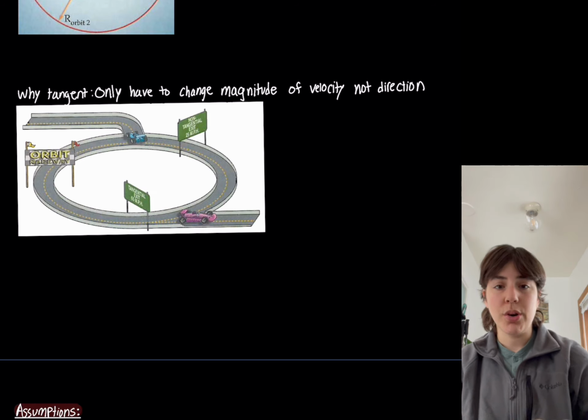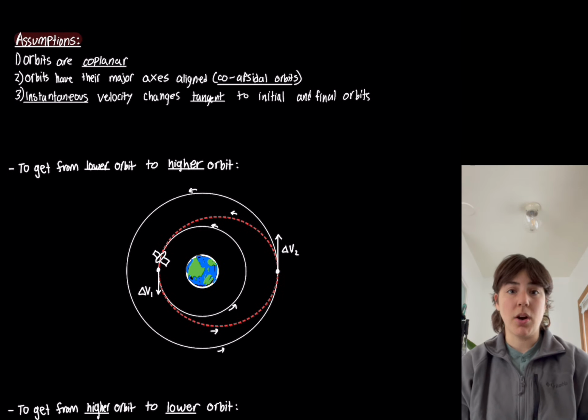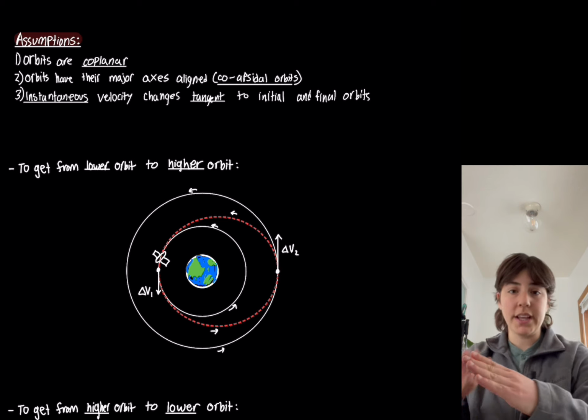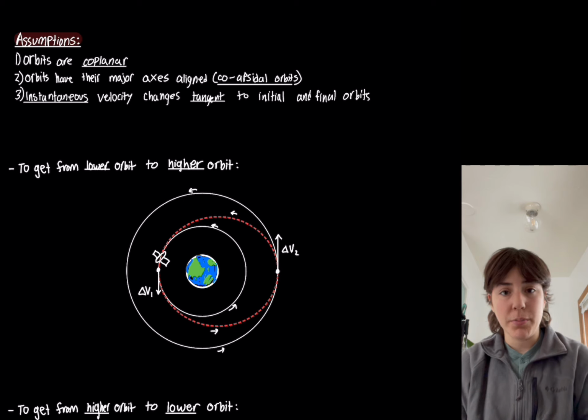So in order to do a Hohmann transfer, we need to make three assumptions. The first one is that the orbits are coplanar. So you can't have one orbit like this and one orbit like this and try to get from one to the other. You would have to add a little bit of complexity to the Hohmann transfer.